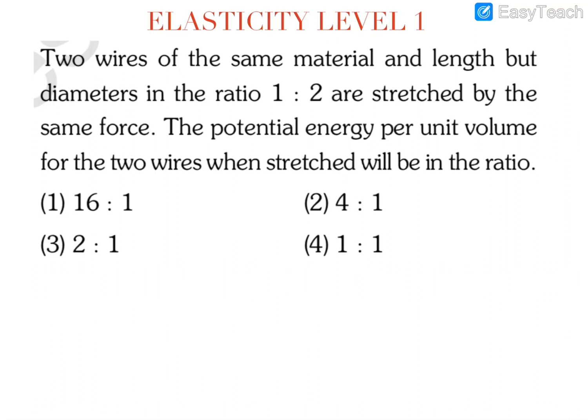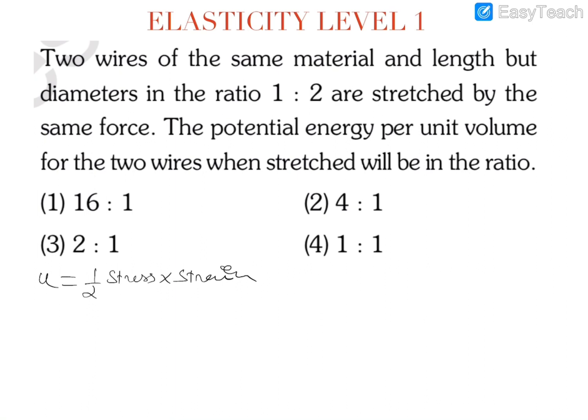In this question, there are two wires of same material and same length, but their diameters are in ratio of 1:2. These wires are stretched by the same force, and we have to find out the ratio of their elastic potential energies per unit volume. So let us denote the elastic potential energy per unit volume by small u, and its formula is half stress into strain. We know this formula very well.